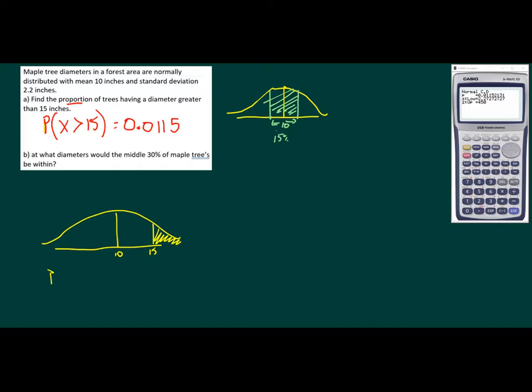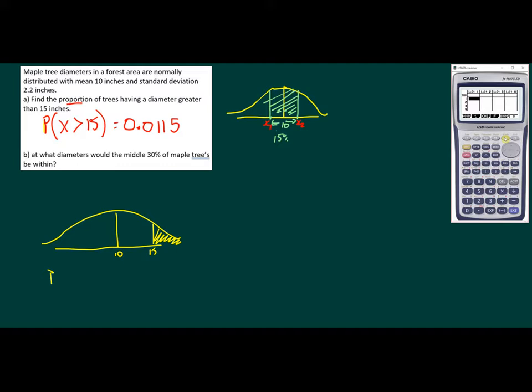Now, if you're using an older calculator, you're going to have to work out, first of all, this area here, and then you're going to have to work out the whole area and then subtract one from the other. But because we've got a newer calculator we're using here, those people can do this all in one step. So basically we're trying to find this value here, x1, and this value here, x2, to find out what diameters the middle 30% would be within. And so we bring up the calculator again.